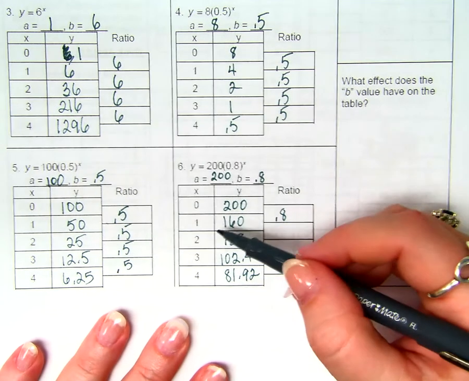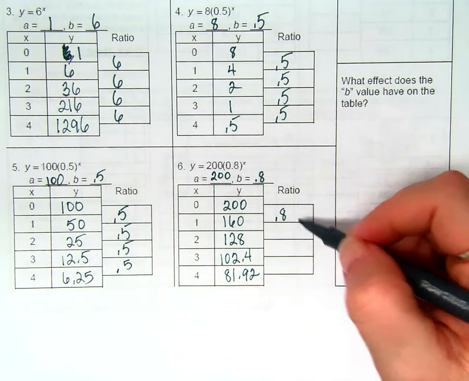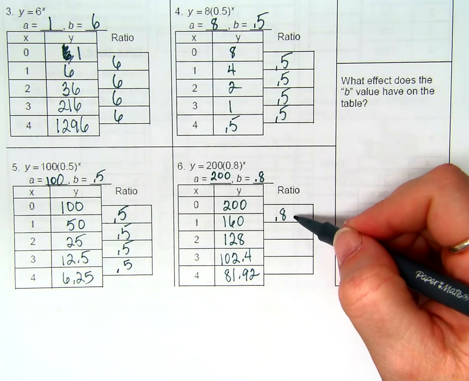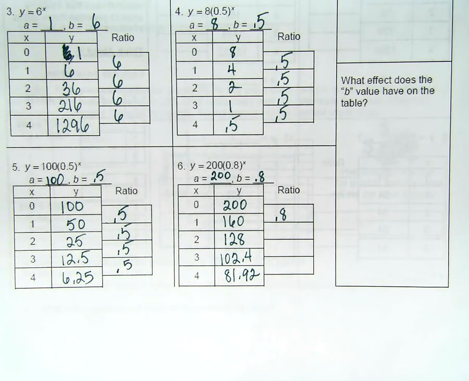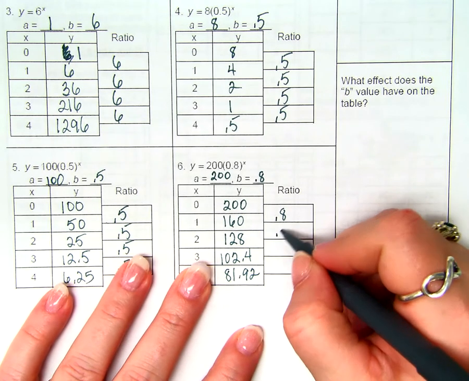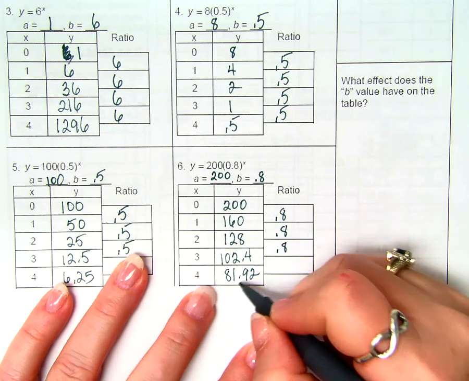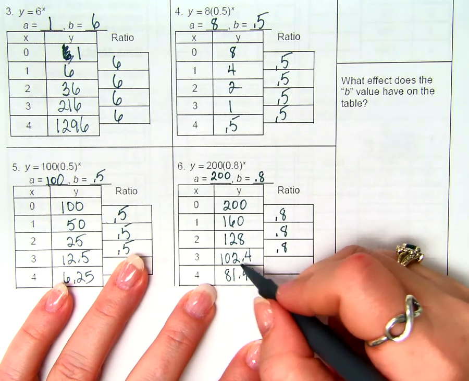But just to check, put 160 divided by 200 in your calculator. See what it tells you. I'm curious to know. It says 4 over 5. Gives you a fraction. Is 4 over 5 the same as 0.8? Could I write 4 over 5 here instead? Absolutely. Okay. 128 divided by 160? 0.8. 102.4 divided by 128? And 81.92 divided by 102.4.